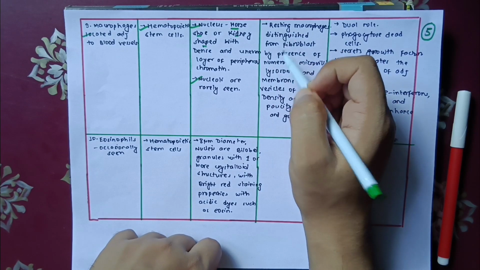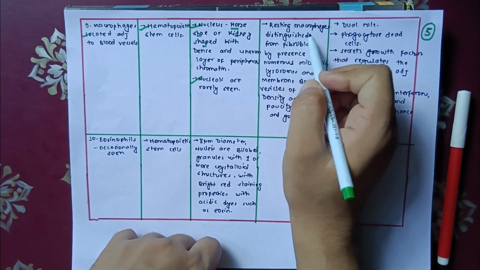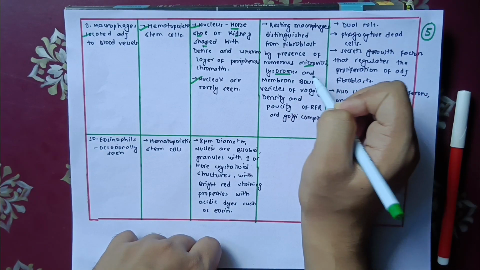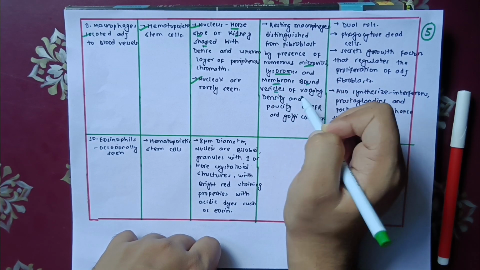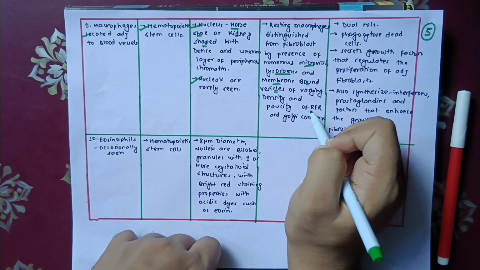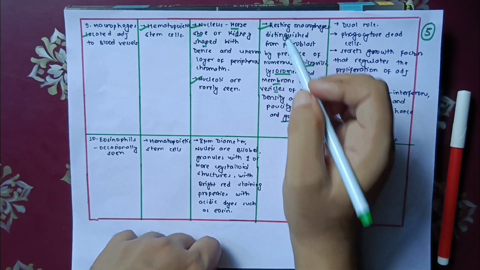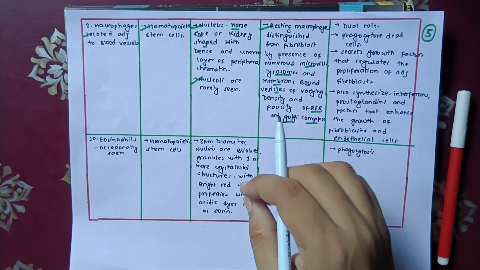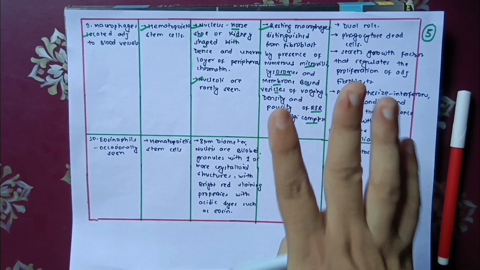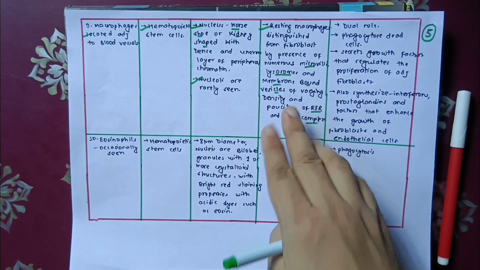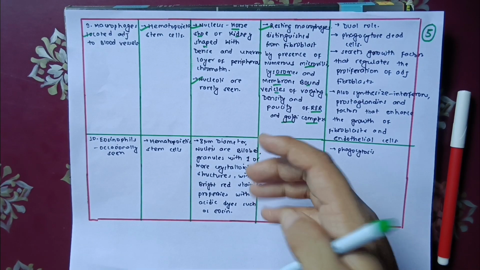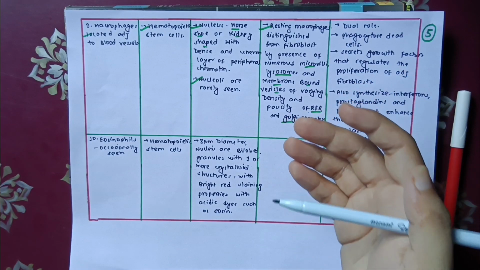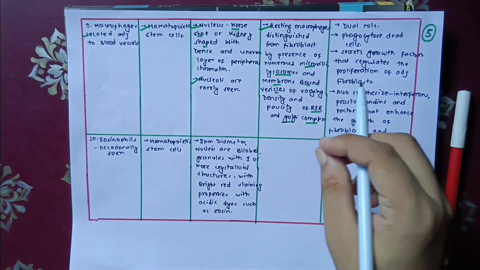In the electron microscope, resting macrophages are distinguished from the fibroblast by the presence of numerous microvilli. Lysosomes are present, along with membrane bound vesicles of varying density, and porosity of the rough endoplasmic reticulum and the Golgi complex. So in the macrophages located adjacent to the blood vessel, we can see numerous microvilli, numerous lysosomes, and membrane bound vesicles that are responsible for the degradation of the foreign particle.